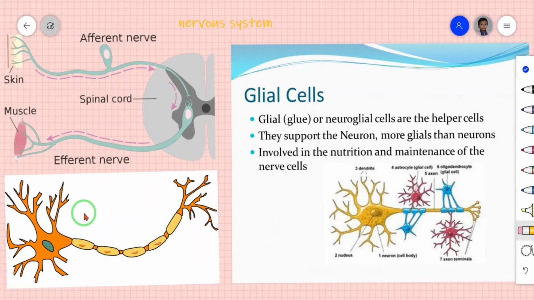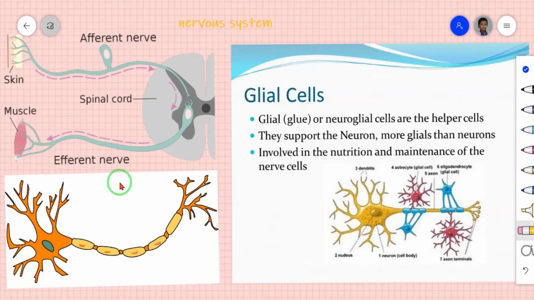These cells are highly specialized to detect, receive and transmit different kinds of stimuli. So these neurons are specialized to detect, receive and transmit the impulses. Information is conducted through neurons in the form of electrical impulses from one part of the body to another part. Through which cell? Through the neuron. Neuron only conducts the impulses. So this is the first one.